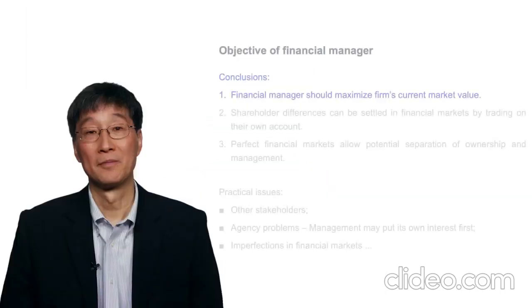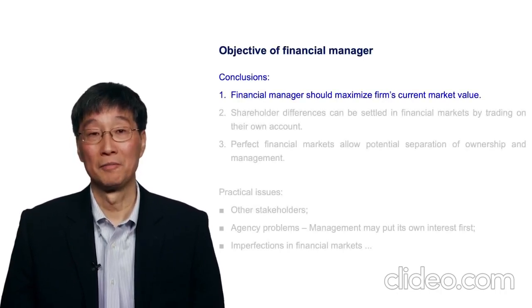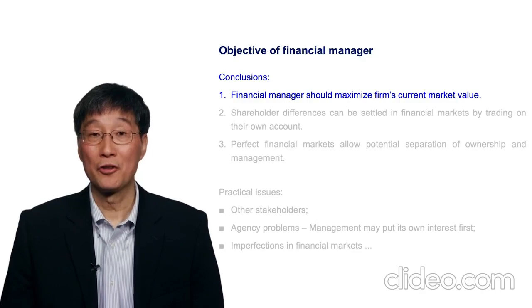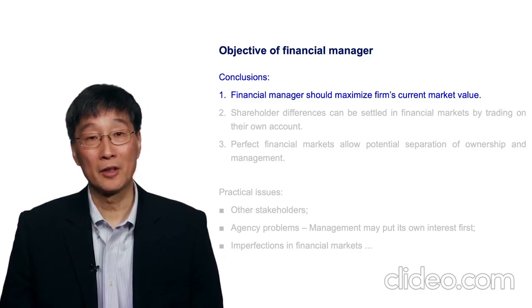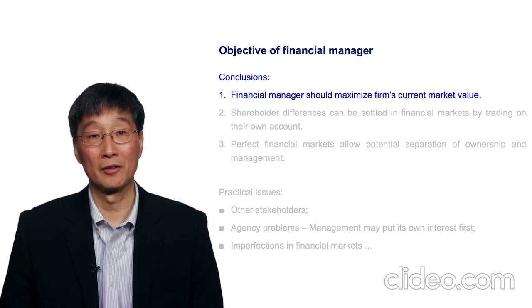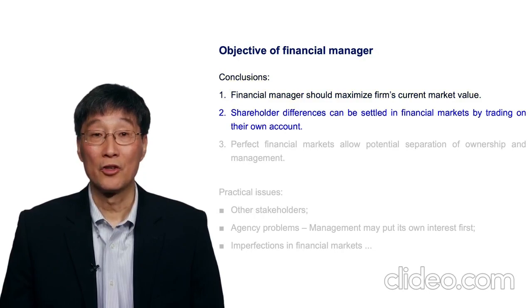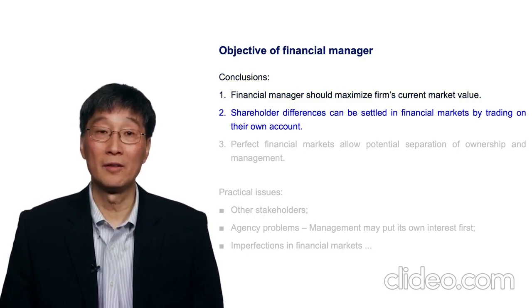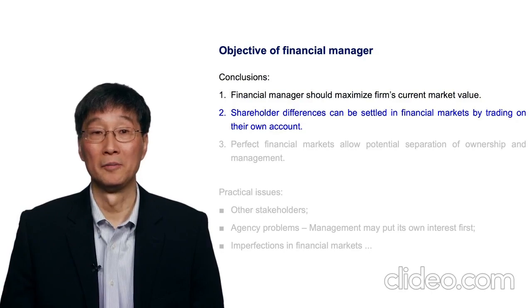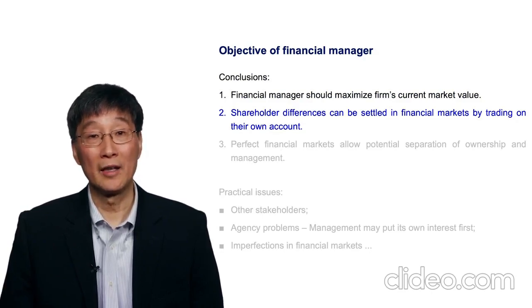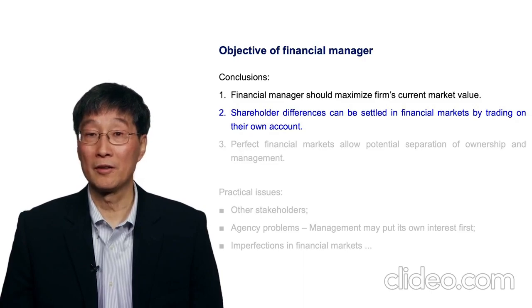Now let's wrap up our discussions on the objectives of a firm's financial manager. We have 3 important results. First, the manager should always maximize the firm's current market value, which is independent of shareholders' individual characteristics. Second, shareholders' financial differences can be settled in the financial market on their own. They can utilize the wealth created by the firm to meet their own consumption, saving, and investment needs separately, independent from the firm's decisions.